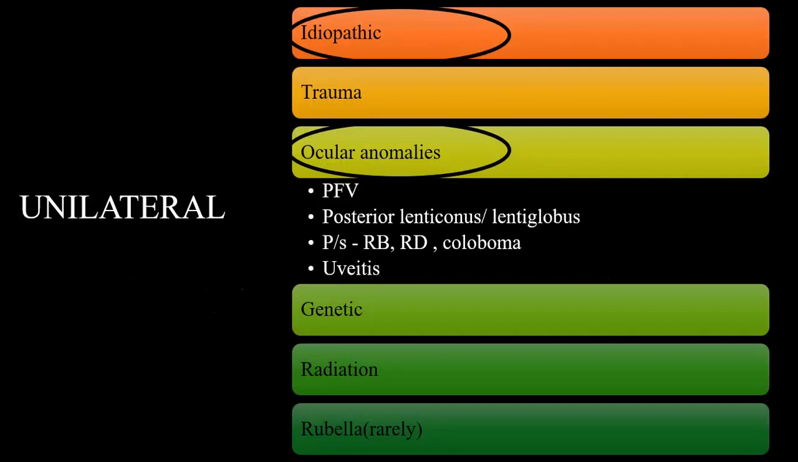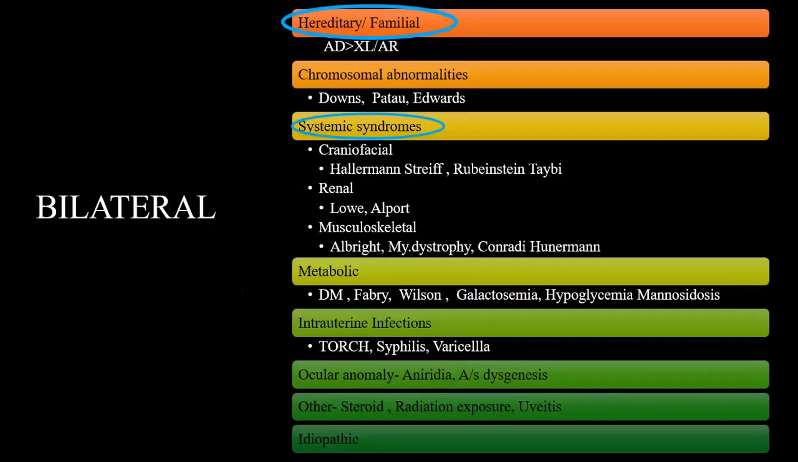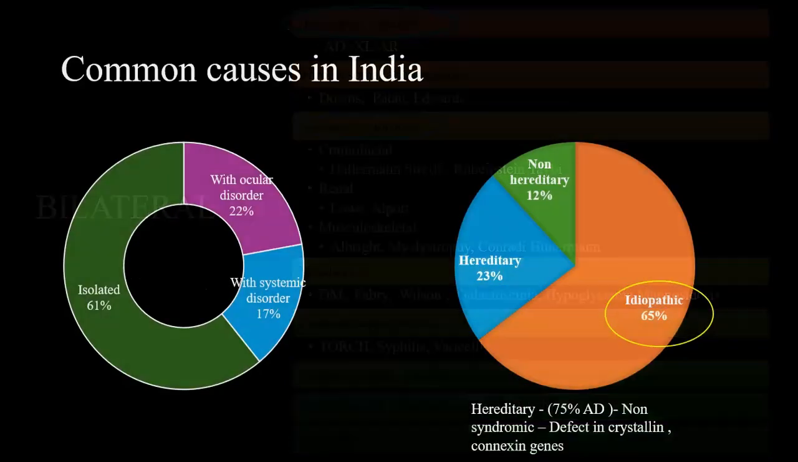Before we move on to the investigations, it's important that we know the causes for unilateral and bilateral cataract because the investigations are also going to vary according to that. So unilateral cataract is mostly idiopathic or associated with ocular anomalies like persistent fetal vasculature or posterior lenticonus, retinoblastoma, etc. Whereas bilateral is predominantly a hereditary or familial cause and associated with systemic syndromes like craniofacial anomalies, renal syndromes, and the Lowe and Alport syndromes.